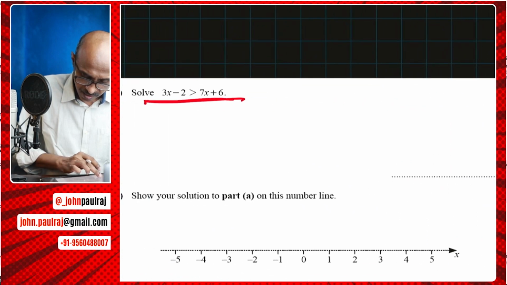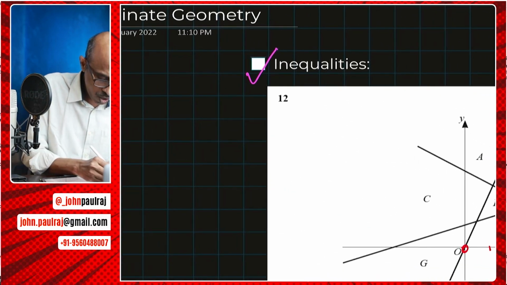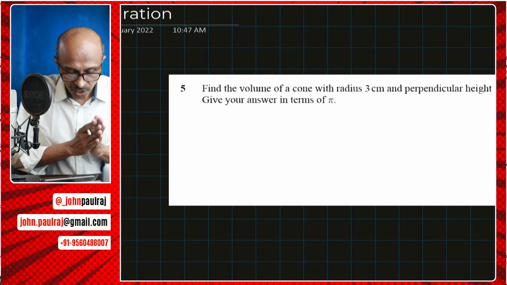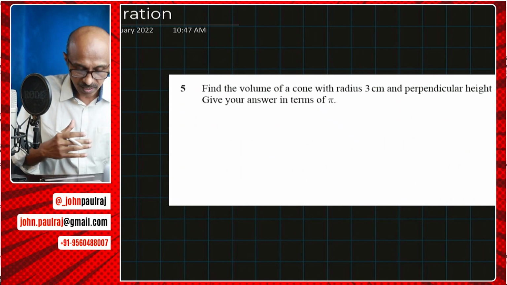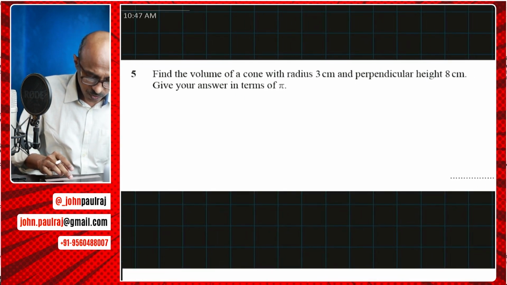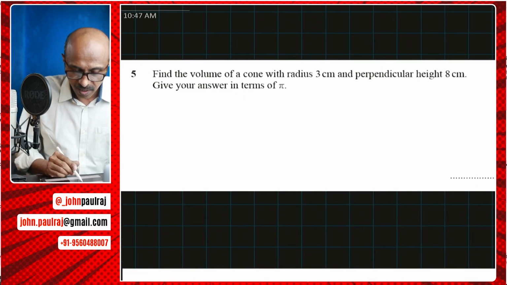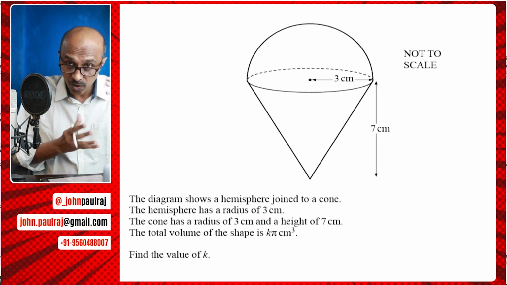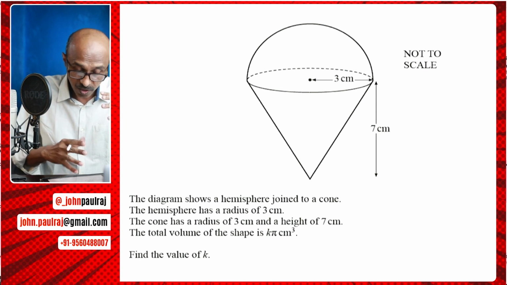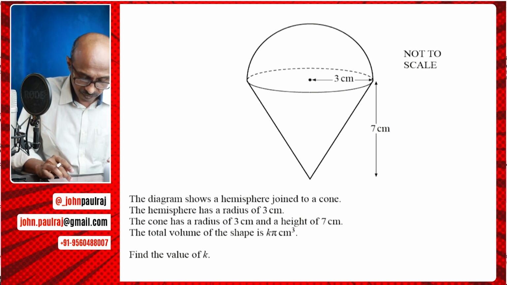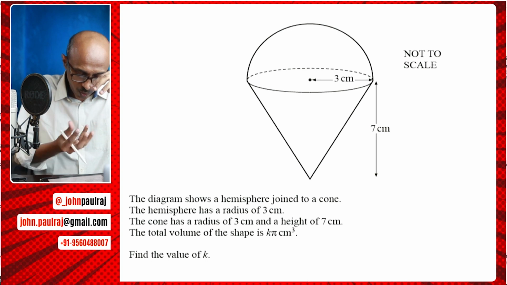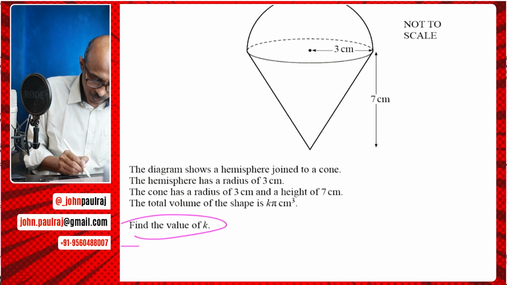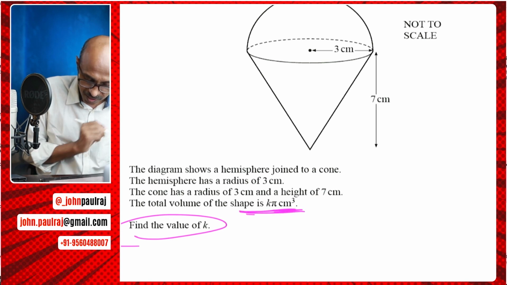I think that is about it for coordinate geometry. Moving on. Mensuration. Again, most of the questions in mensuration, you have to leave it as a multiple of pi, as an exact value. So they've asked questions on find the volume of a cone, given other dimensions. They've even asked questions with a compound geometric shape or a 3D shape. This question is where they've given a hemisphere that is joined to a cone. The hemisphere has radius 3 centimeters, and they've asked to find the value of k, where the total volume of the shape is k pi.